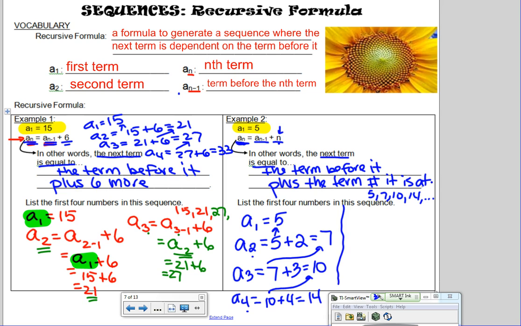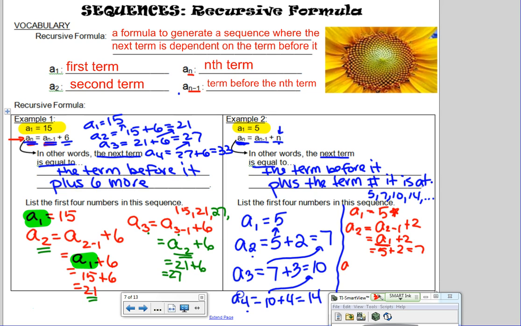If you want to just compare it to what it would look like if we had to actually use the notation, I'll do the first couple. A1 is 5. So A2 would equal A sub 2 minus 1 plus 2. That simplifies to A1 plus 2. And then you fill in A1 for that, which is back here at 5.